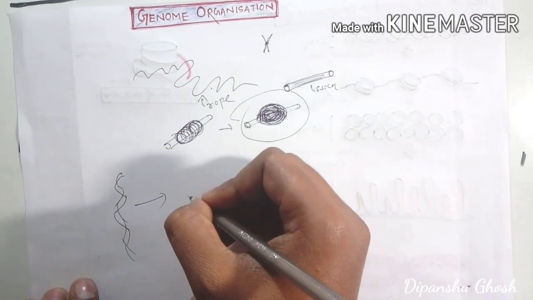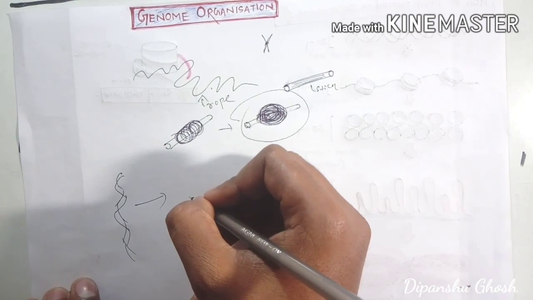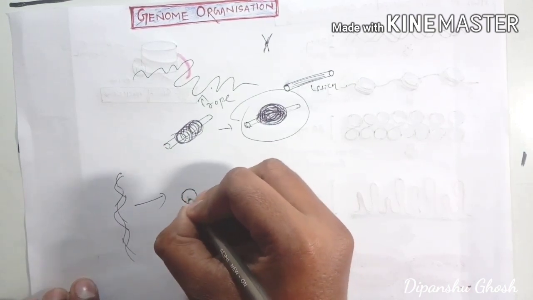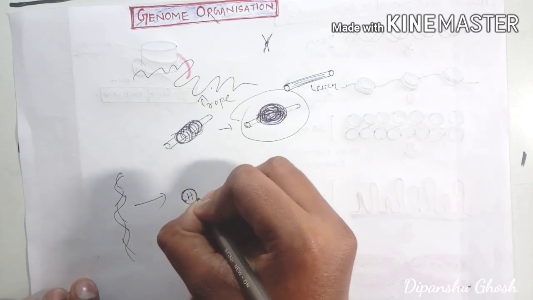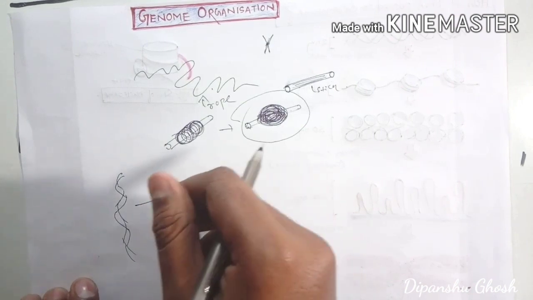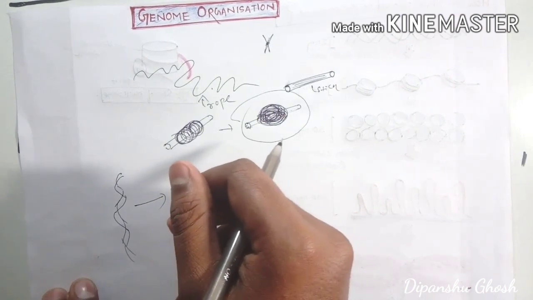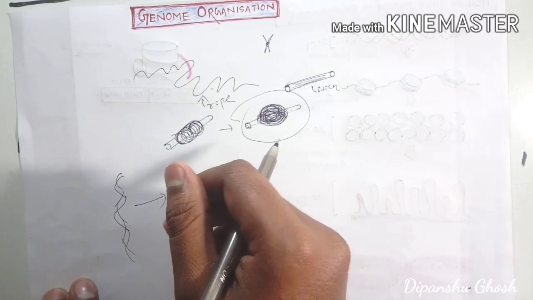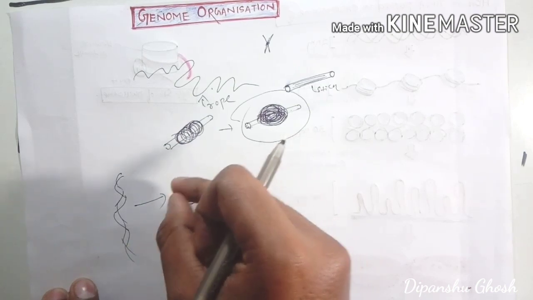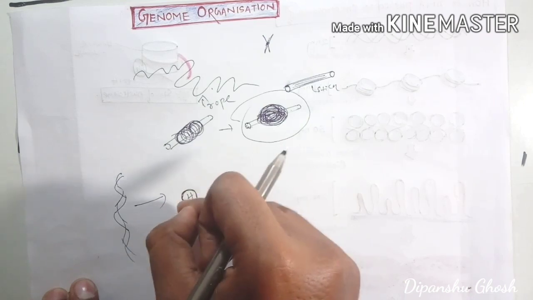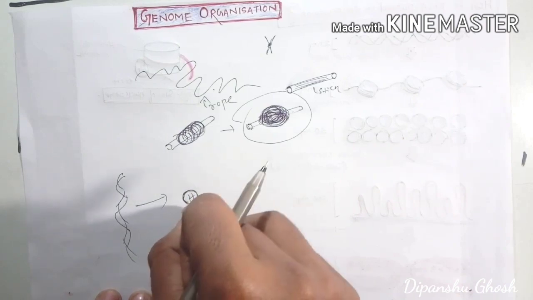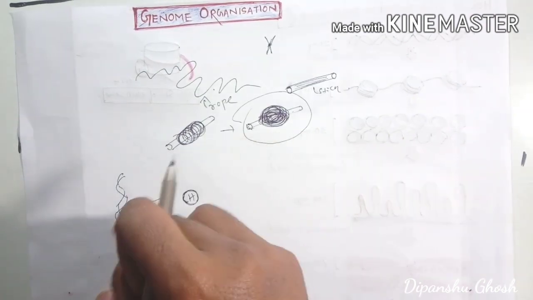In this case we will take the help of some proteins called histone proteins, right? There are different types of histone proteins found in eukaryotic genomes, like H2A, H2B, H3, H4, and the linker histone, H1, right?